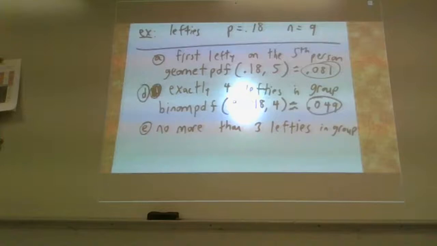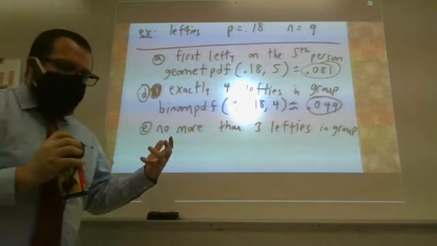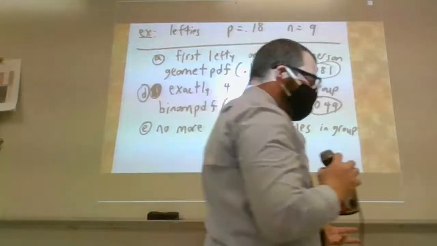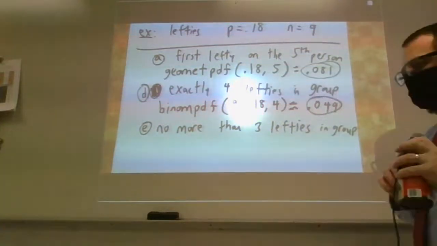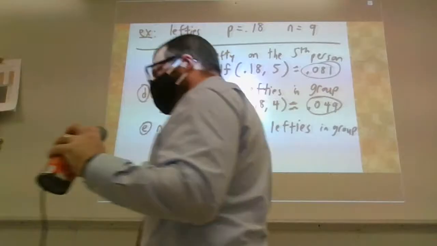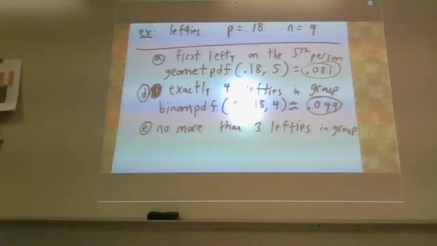Now that's the key. 3 or less. No more than 3. Because it's 3 or less, I can definitely just use the CDF function, because the CDF function will give me that many successes or less. Absolutely. I can't change that about the CDF function. That's just what it does. Now I'm going to change this up in a little bit, but you'll see.